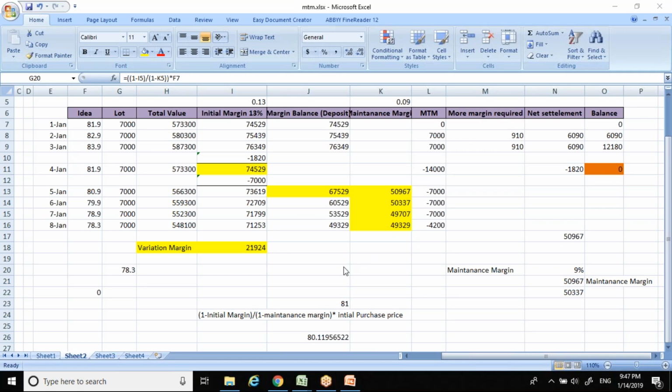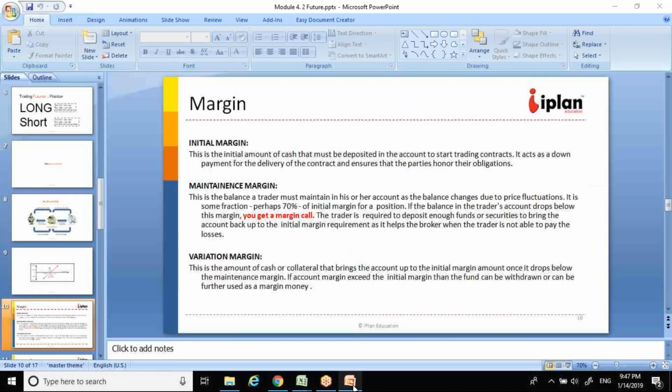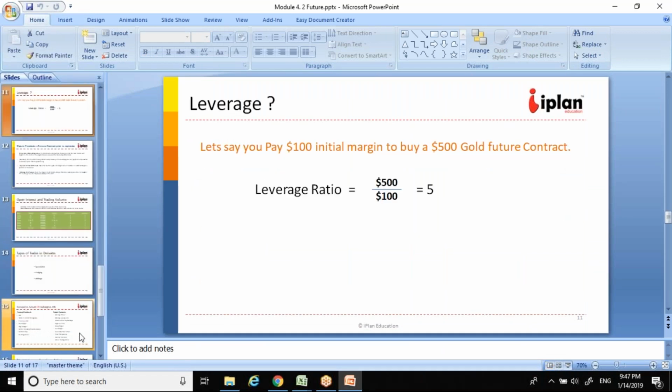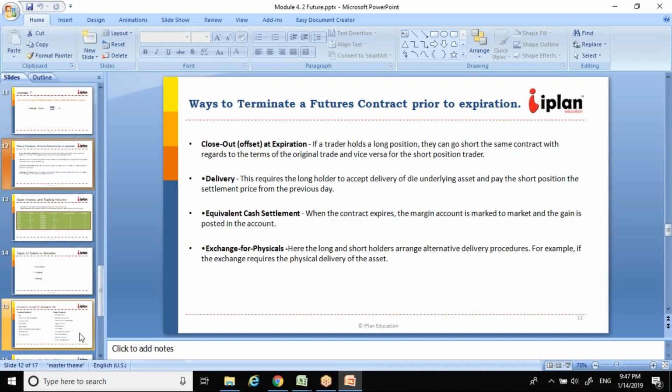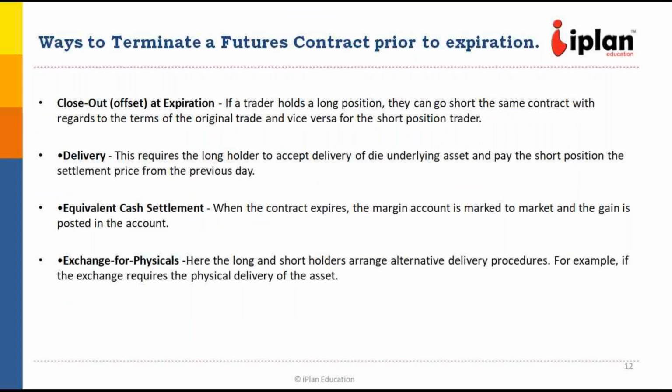Now, let's understand the concept of open interest. So what is open interest? We understood what is leverage. Now the contracts are normally settled in four ways. One is close out, offset at the expiration. So what do you mean by this?